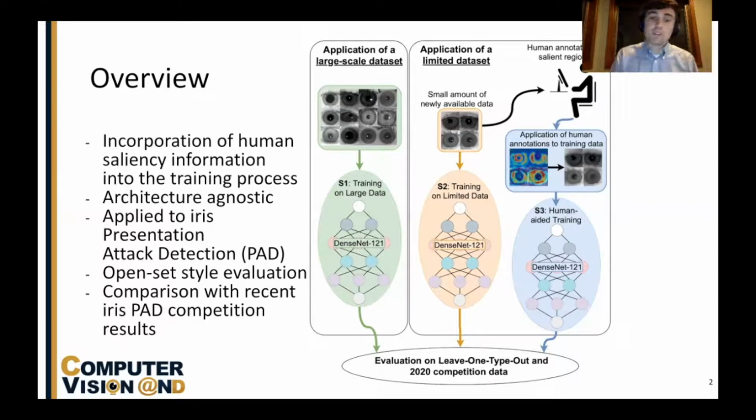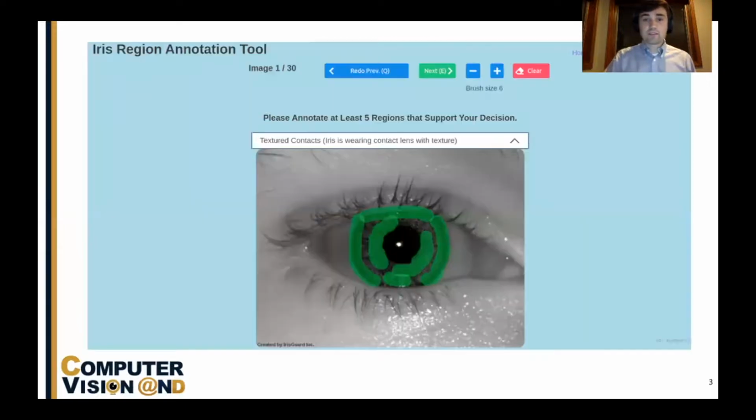We do this in open set style, where we have 7 attack types and we train on 6 and then test on the 7th, simulating an open set. Leave one attack type out, unseen data testing, and then we compare it to a recent competition of live detection.